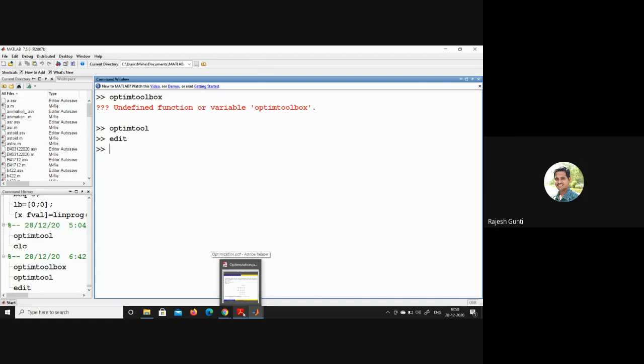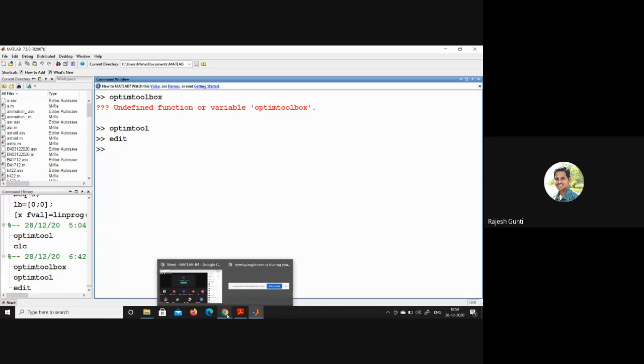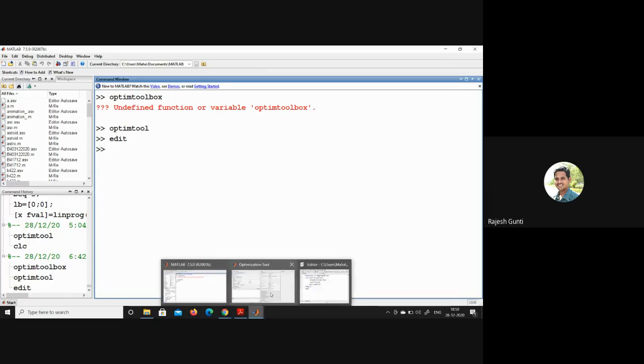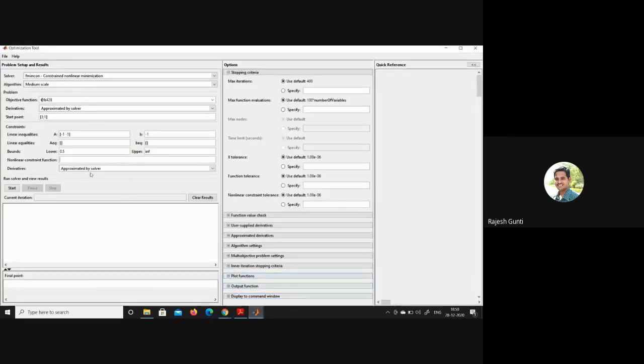Actually, if you solve this problem by hand, it takes at least half an hour. These nonlinear constraint problems take a lot of time. There is a standard book on this. I hope you know S.S. Rao, Singiresu S. Rao, another very famous book. B4281, everything I filled. Okay, start.